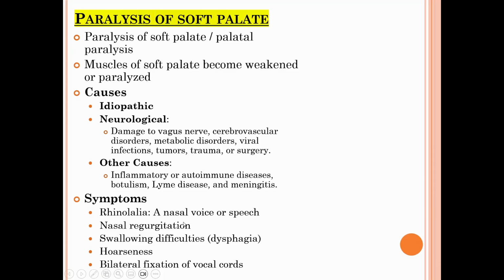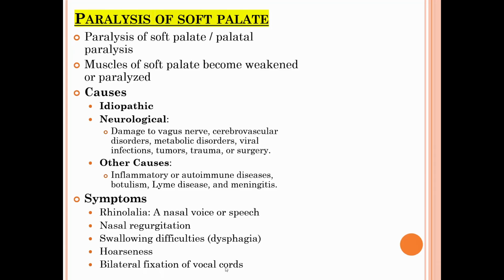What can be the symptoms? It can be rhinolalia, where there will be nasal voice or speech, there will be nasal regurgitation, swallowing difficulties, dysphagia, hoarseness, and bilateral fixation of vocal cord will be there.